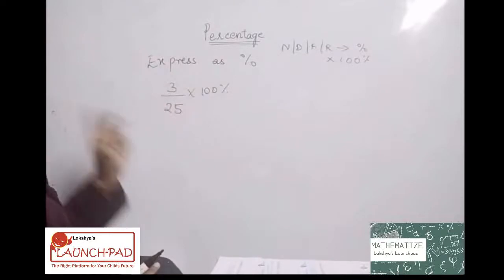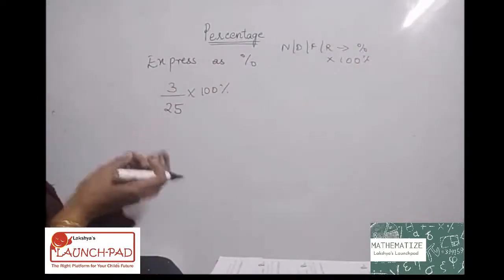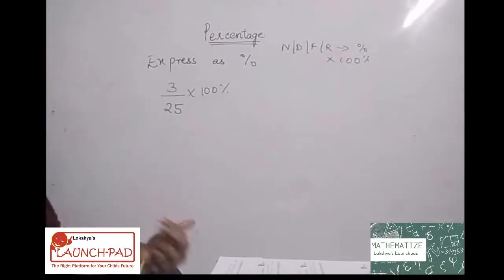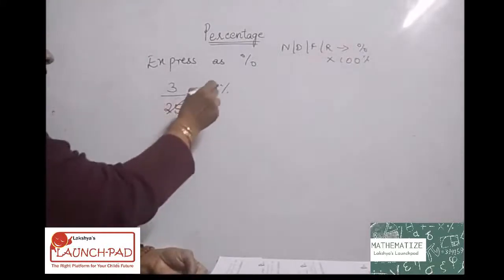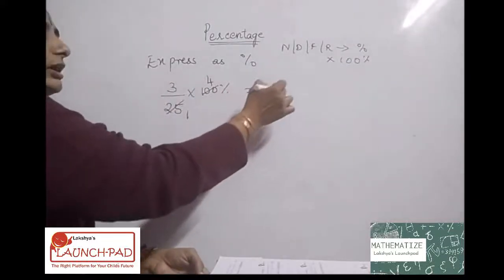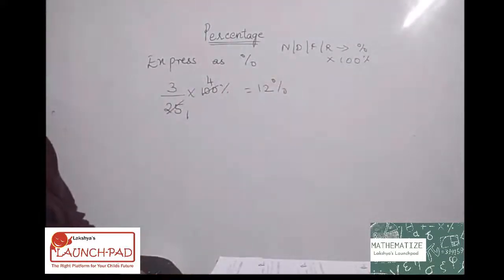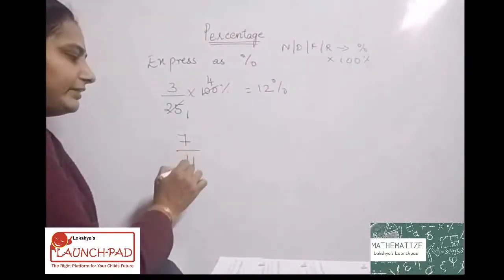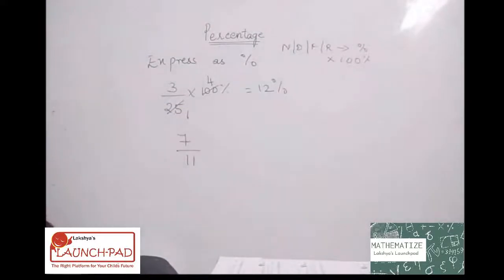100 by 20 will be 5. So, those things, simple multiplication calculations and all, if you remember, this will be very, very easy. So, 25 ones are 25. 4 are? 3 4s are 12%. Can you tell this 7 by 11 as percentage? What you should do? Into 100.